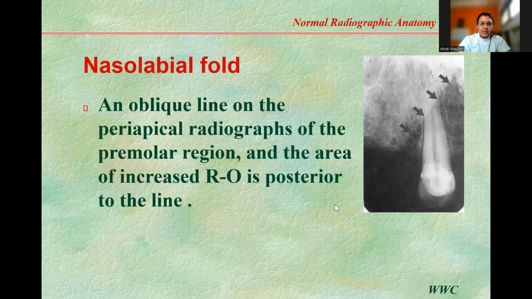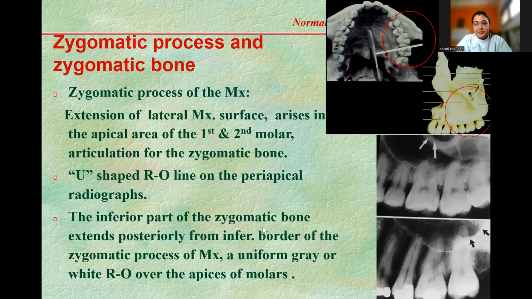Okay, what have you understood from here? See, just keep two things in mind. This whole thing is made up of two parts. One is from the maxilla, one is from the zygomatic bone, right? So now when we're taking an X-ray of the molar, I'll just draw it here and show it to you.